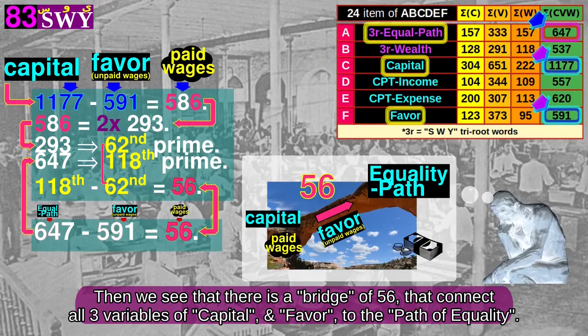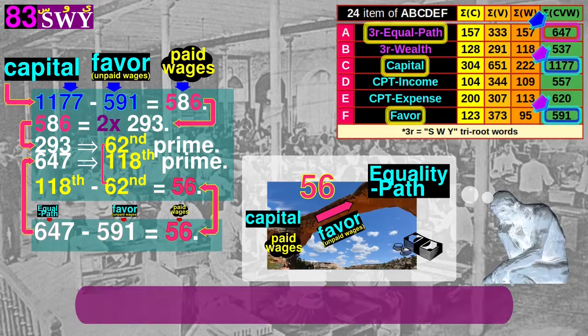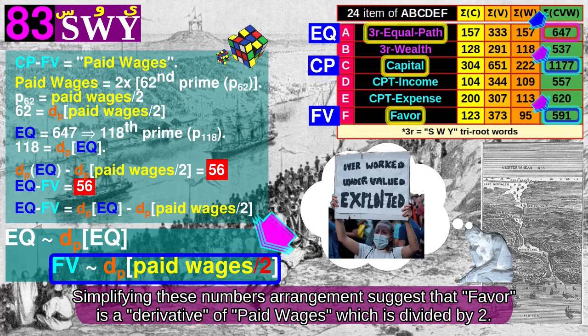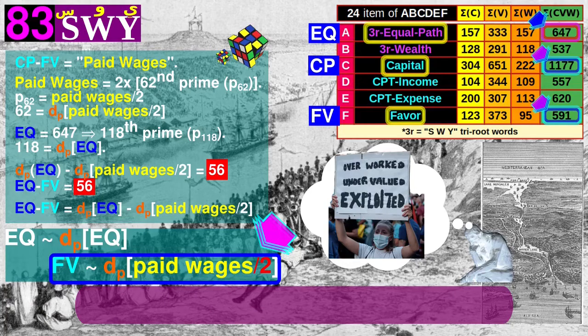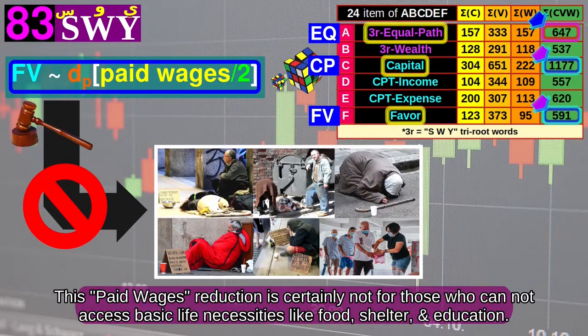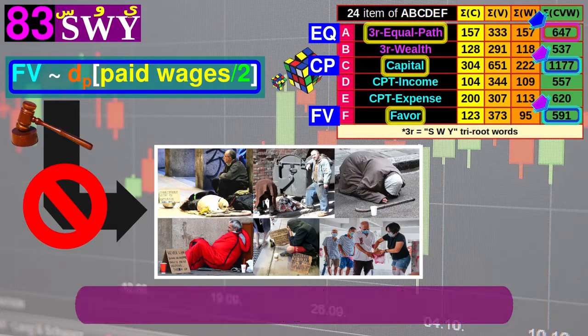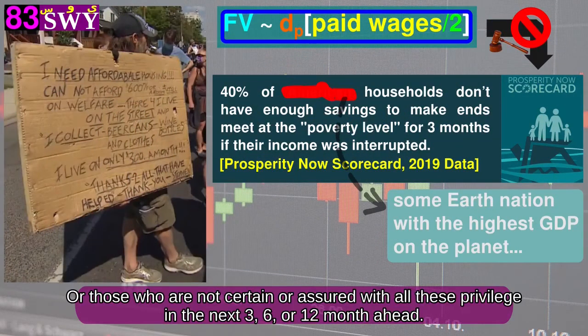Then we see that there is a bridge of 56 that connects all 3 variables of capital and favor to the path of equality. Simplifying these numbers arrangement suggests that favor is a derivative of paid wages, which is divided by 2. This paid wages reduction is certainly not for those who cannot access basic life necessities, like food, shelter, and education. Or those who are not certain, or assured, with all these privileges, in the next 3, 6, or 12 months ahead.